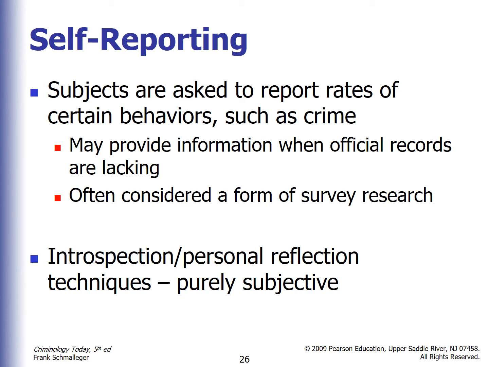Self-reporting, again, I mentioned this. Subjects are asked to report rates of certain behaviors, such as crime. It can help us when official records might be lacking. We already talked last week about the fact that maybe the crime data we have only tells us about certain crimes. NCVS might be a survey, but it also might be considered self-reporting.